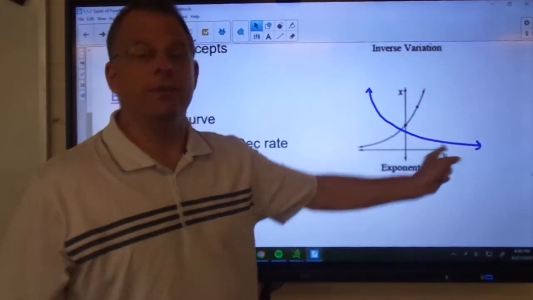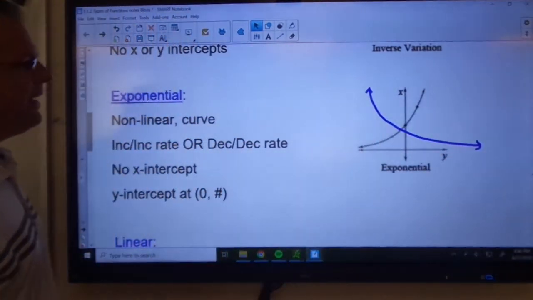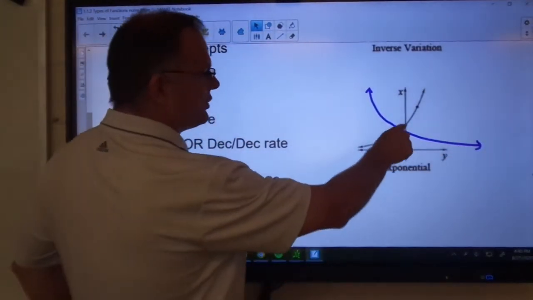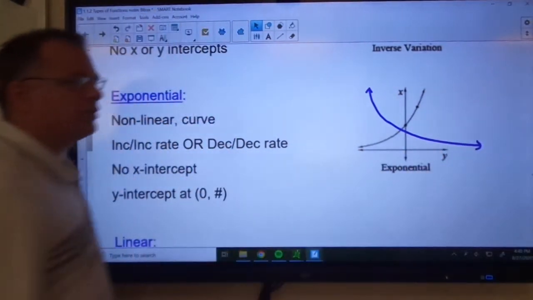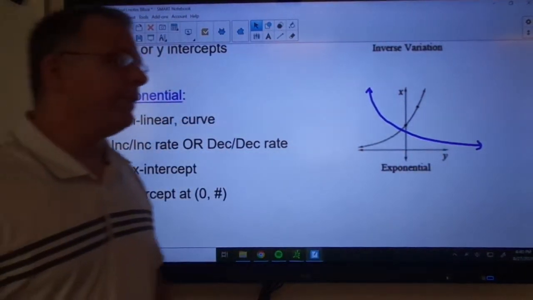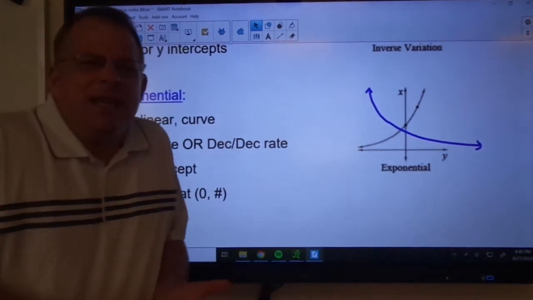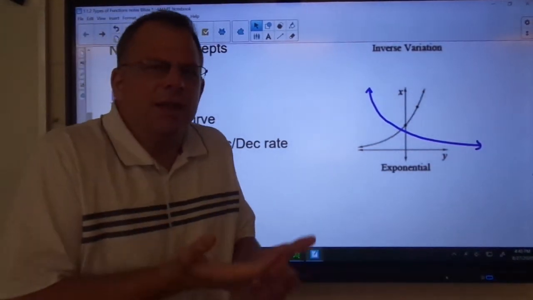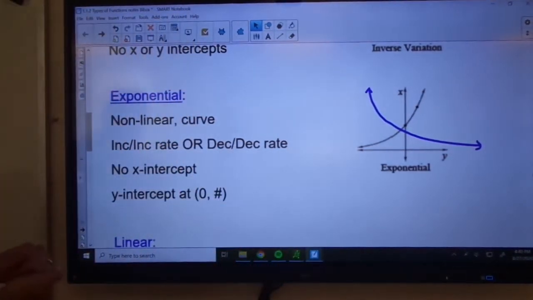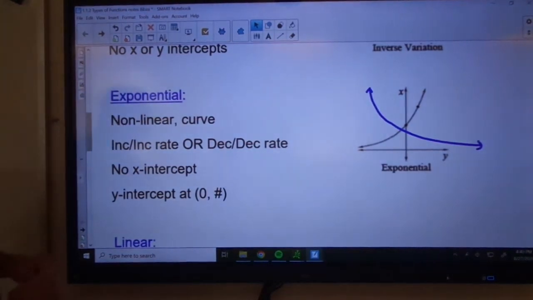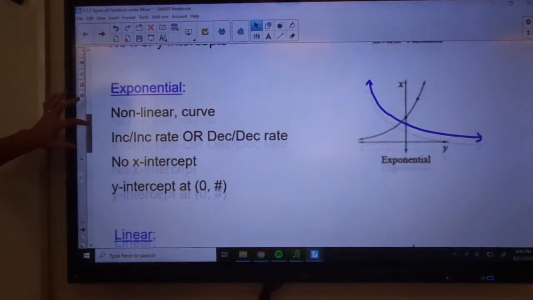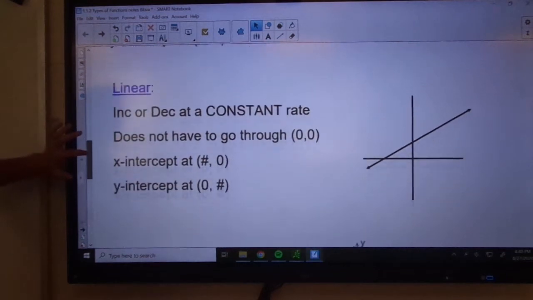This one looks like the inverse curve, doesn't it? Exponential functions will have a y-intercept, but they won't have an x-intercept. They won't actually cross the x-axis because, like, you can't have negative cases and you can't have negative people. So this is called an exponential curve, increasing at an increasing rate.